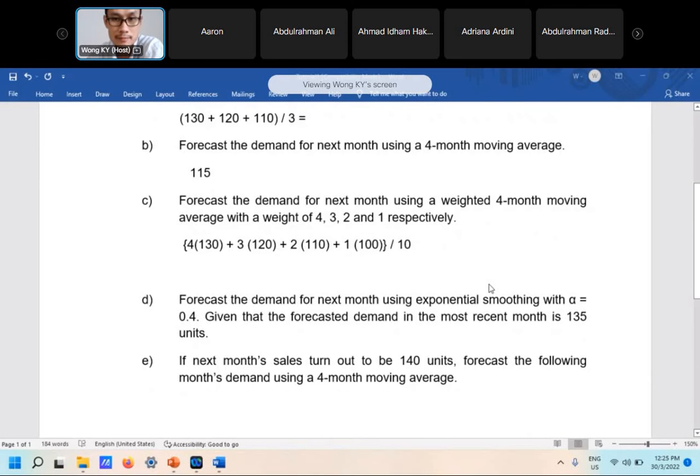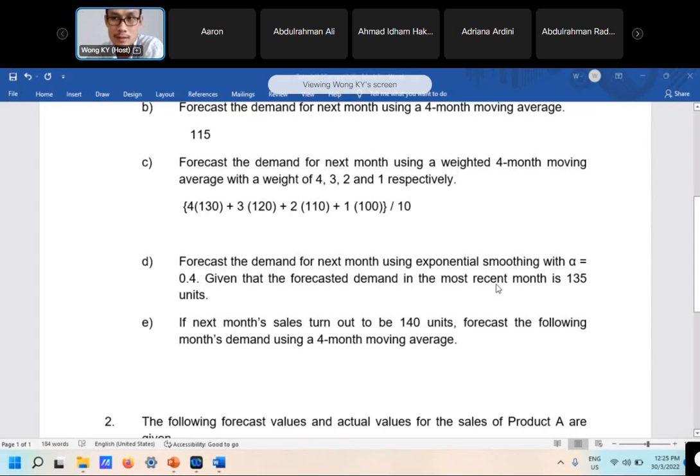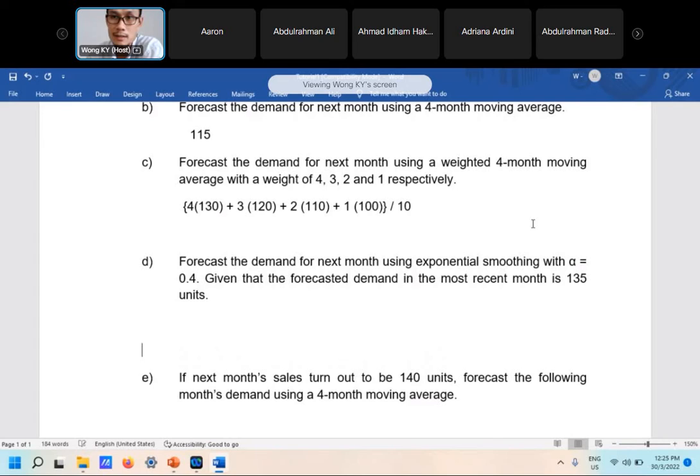Okay, for question D: forecast the demand for next month using exponential smoothing with alpha equals 0.4, given that the forecasted demand in the most recent month is 135 units. Okay, let's see the chat. Okay, Abdul Rahman says 135 plus 0.4 times 130 minus 135. Alright? Is that correct?